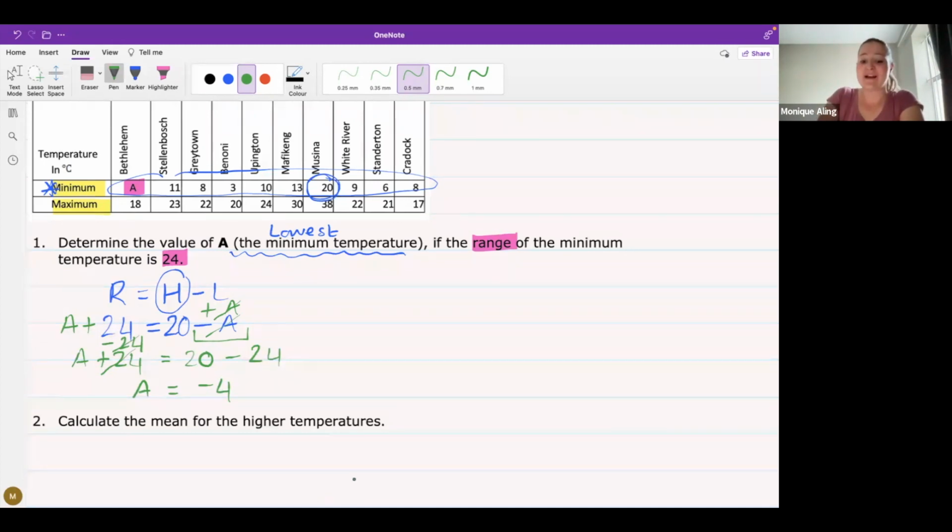Okay, so it does take some getting used to. It is one of the harder type questions when it comes to asking for the range. So this is a very higher order type question. It's not a common question either, but it can be asked.